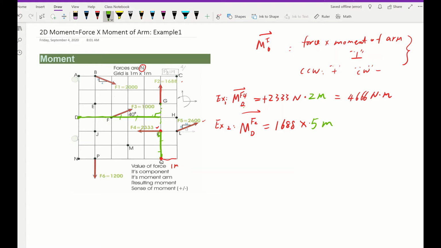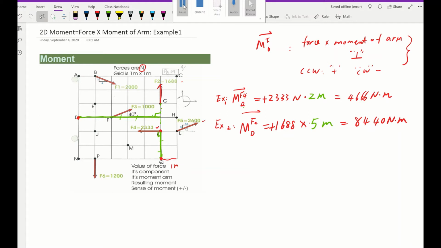The next step is critical. You have to think about the direction, right? Is this force going to rotate around this point? What rotation? If you look at this, it's going to be counterclockwise, so that's going to be positive. So let's see. Is that right? Okay, so that's going to be our moment for F2 rotating about D.